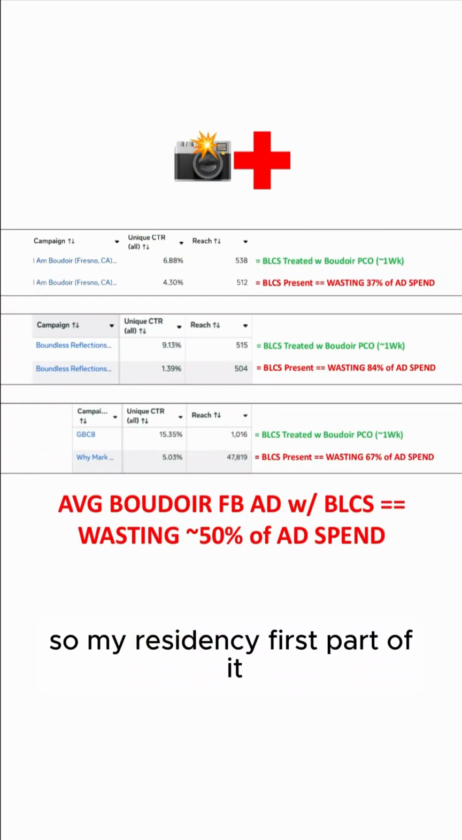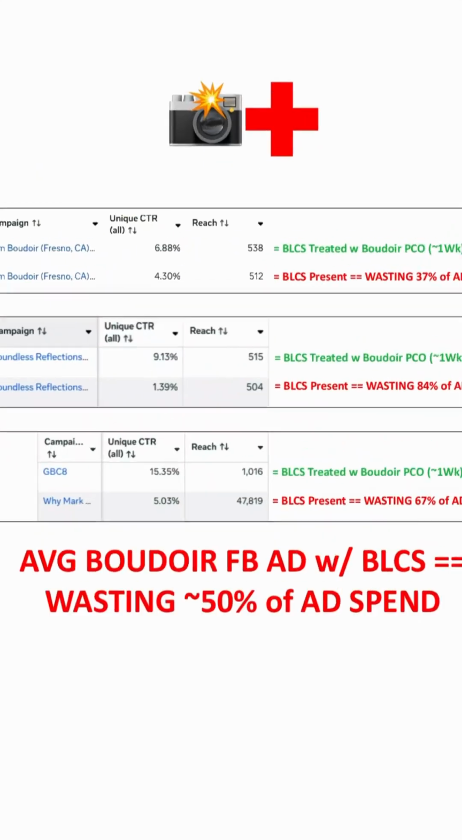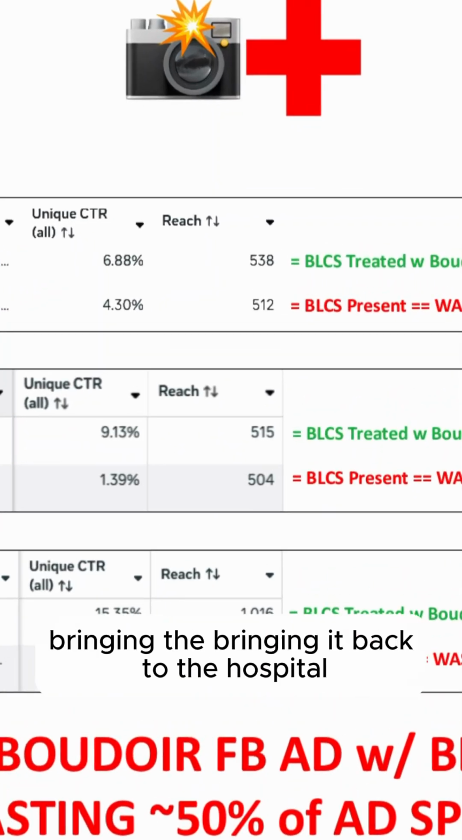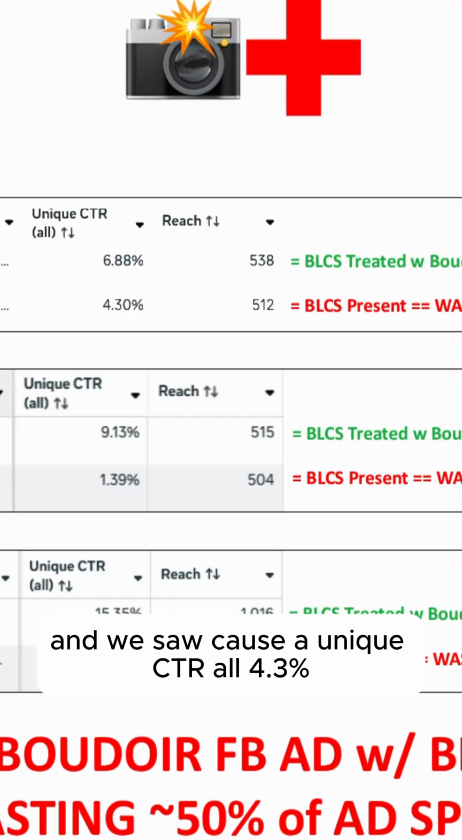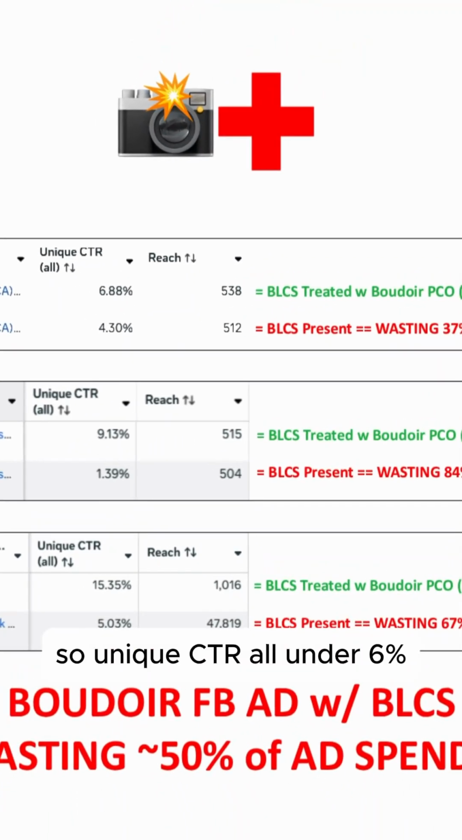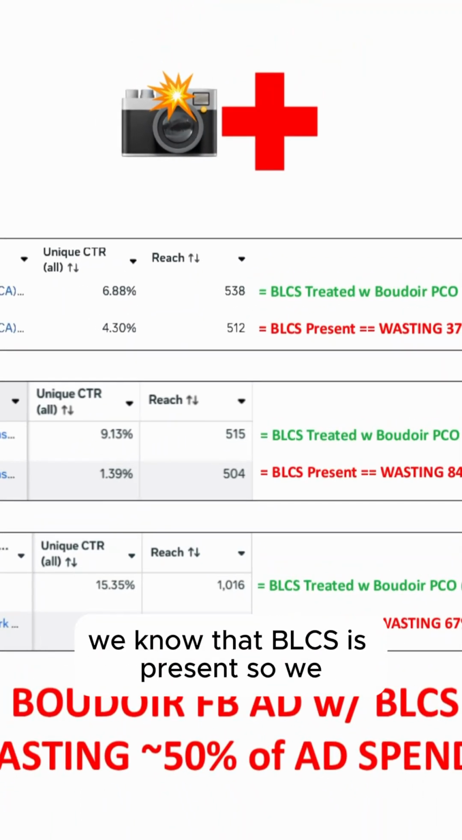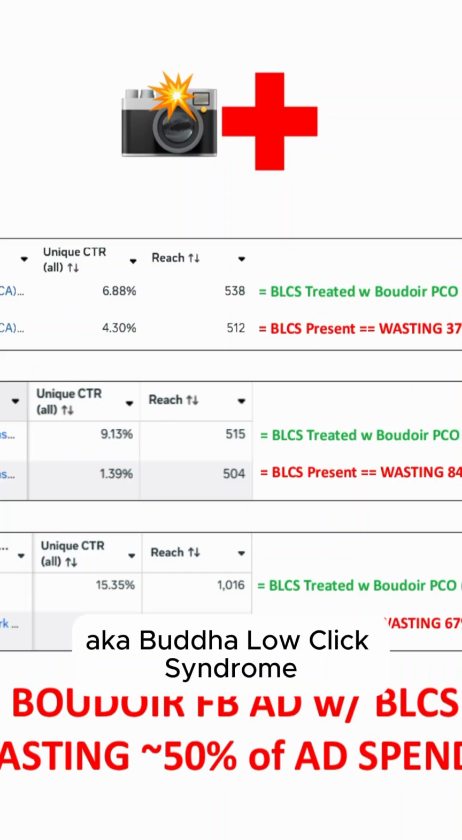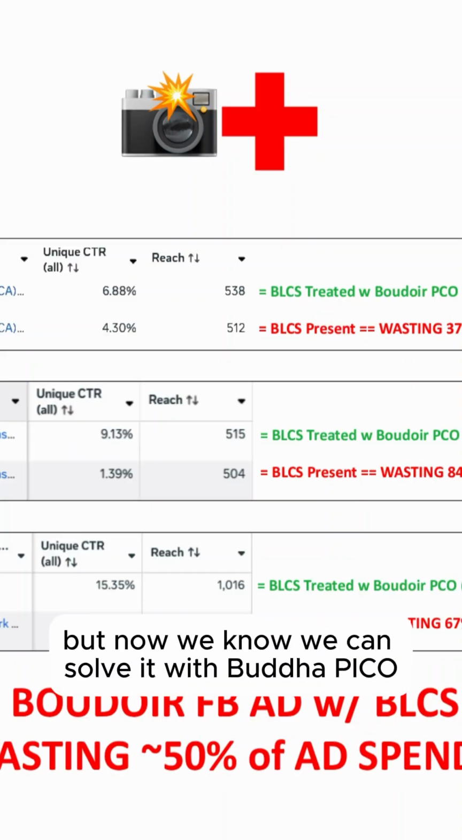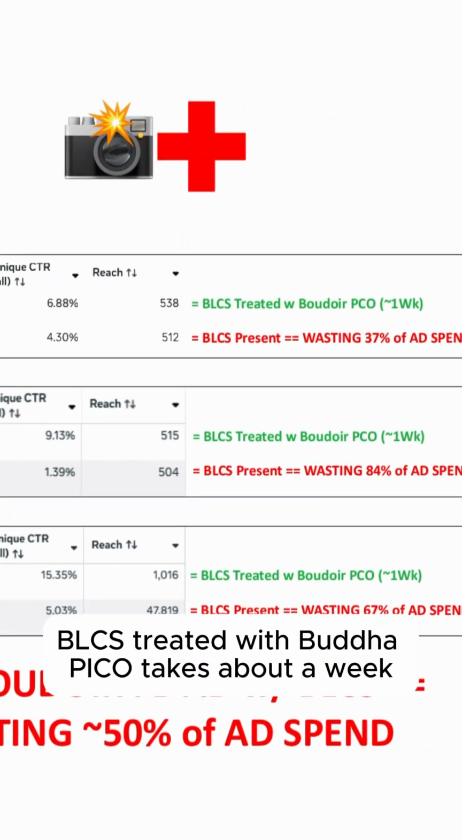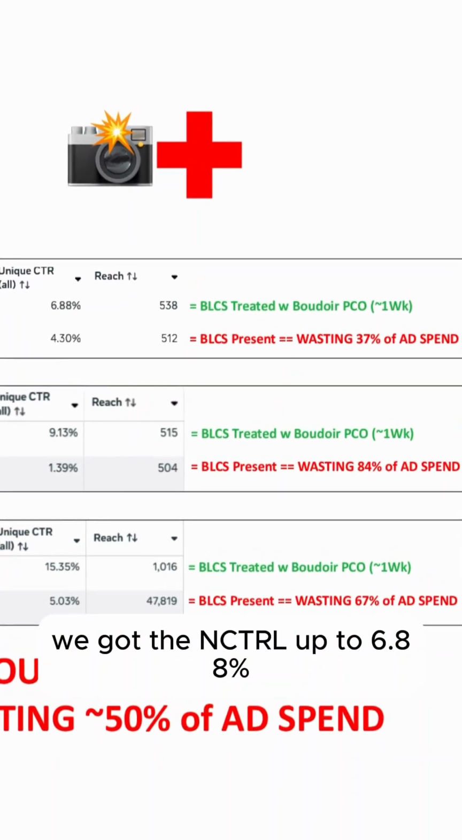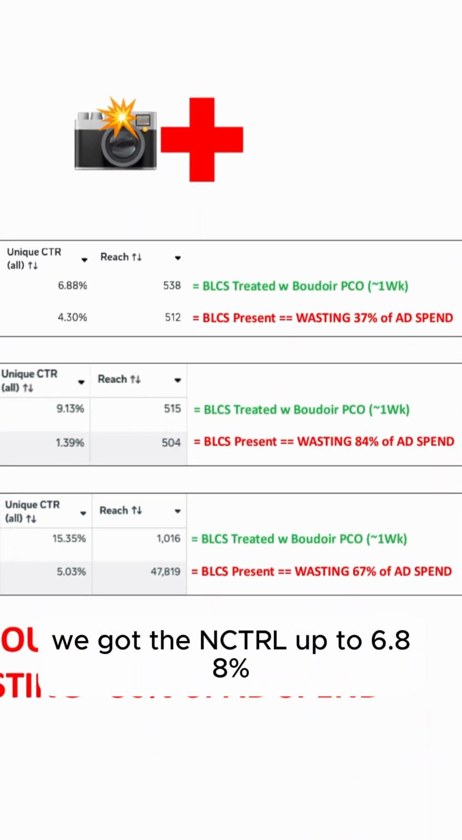So in my residency, the first part of it was finding one ad out there, bringing it back to the hospital, testing it, and we saw a unique CTR of 4.3%. Unique CTR under 6%, we know that BLCS, Boudoir low click syndrome, is present. But now we know we can solve it with Boudoir Pico. So we did exactly that. BLCS treated with Boudoir Pico takes about a week. We got the unique CTR up to 6.88%.